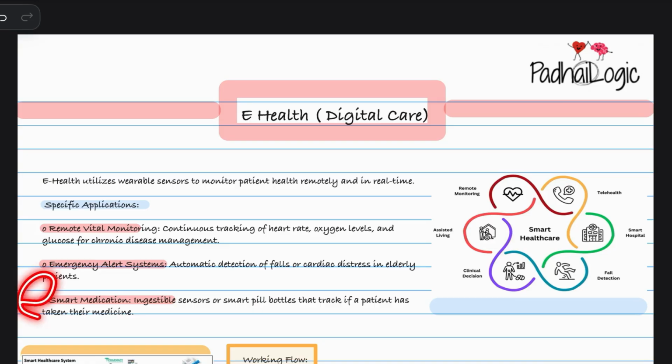Then comes the smart medication. The smart pill bottles or blister packs embedded with sensors track when the cap is opened, and automatically log whether a critical patient has taken their prescription on time or not. So there is a complete system maintained for the betterment of that particular person using IoT.